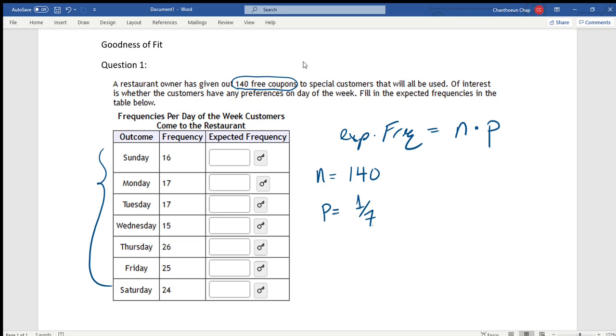So to calculate the expected frequency, we are going to take the sample size, which is 140, and multiply that by 1 over 7, and this will give us 20. So if we're assuming that each day of the week is equally likely, then we can expect about 20 people will choose each day of the week. And that's kind of the introduction to our null hypothesis, the statement of no difference. For the null hypothesis, we'll assume there is no preference, and so each day of the week is going to have an expected count of 20 each.